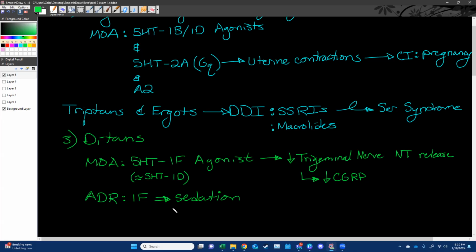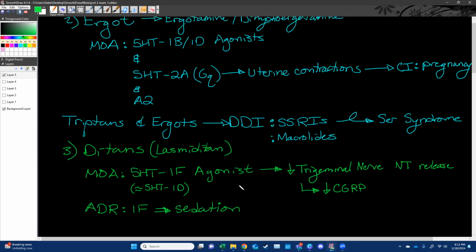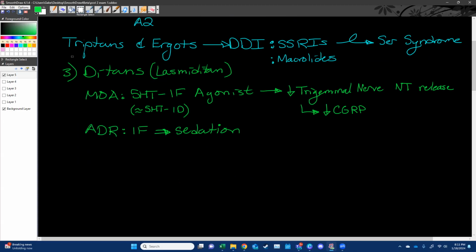So if you give someone lasmoditan and they take it, they are going to fall asleep immediately, right? So you need to tell them that this is going to happen. Otherwise, they might say, "Oh, I got a migraine while trying to drive my car. I'll just take my lasmoditan," and then they fall asleep while driving, and then they get into an accident, and then you're liable because you didn't counsel them. Not great.